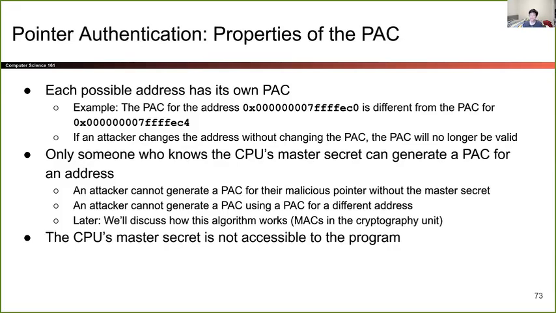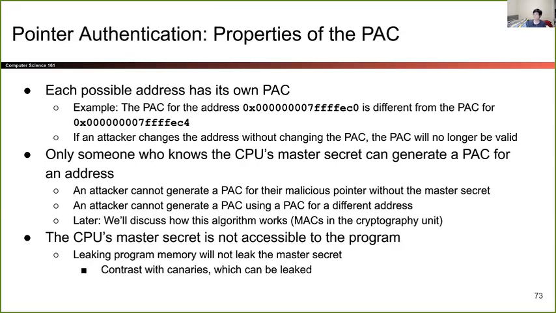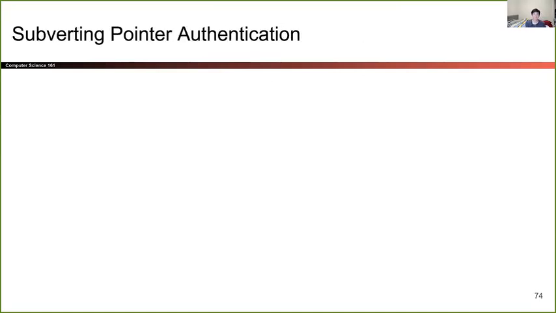The CPU's master secret is not accessible to the program. Someone brought up a good observation earlier that, well, maybe you can still just read the canary value from memory. But in this case, the CPU's master secret isn't stored in memory. It's stored in the CPU itself. So no one has access to the secret. No one can even read the value of the secret. We can only ask the CPU to generate the PAC for us. This is in contrast to canaries, where we can leak the value. We talked about this.